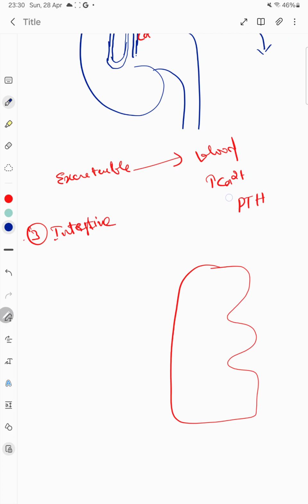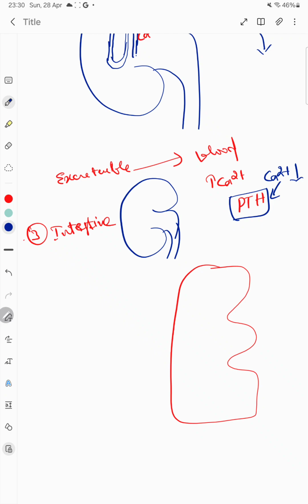Remember, the parathyroid hormone is released in response to low calcium. This parathyroid hormone will act on the kidney first. This is a kidney, and in the kidney there is a compound called calcitriol. Calcitriol is nothing but vitamin D. Remember, vitamin D is a fat soluble vitamin. Very important essay question. I already discussed it in previous videos. You can go through that, you will understand it.